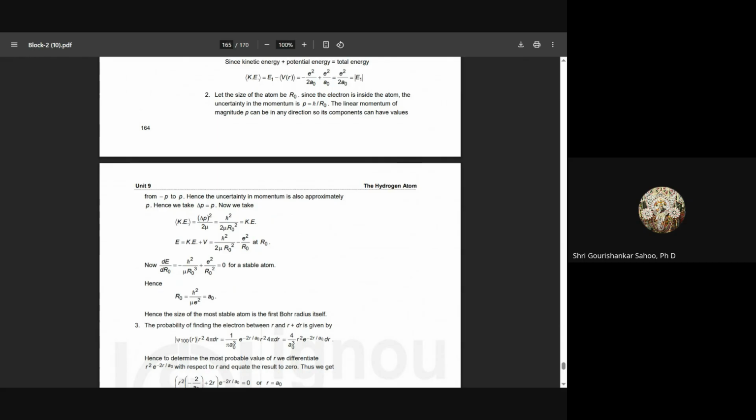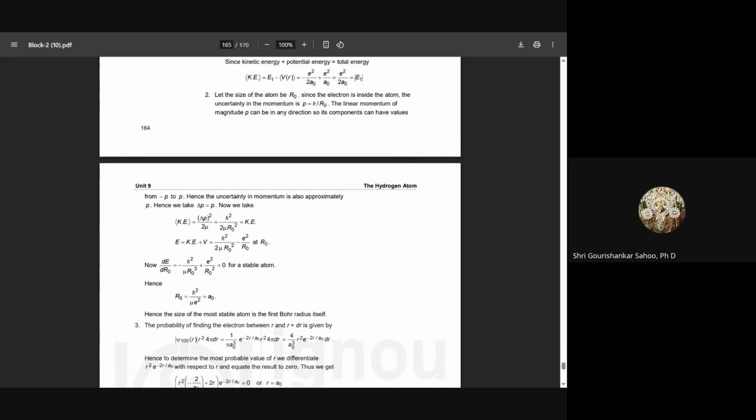So your average value of kinetic energy will be del P square by 2 mu, which is equal to h cross square by 2 mu R0 square. And your energy will be kinetic energy plus potential energy, that is equal to h cross square by 2 mu R0 square minus e square by R0. So your dE by dR0 is equal to minus h cross square by mu R0 cube plus e square by R0 square, which is equal to 0 for a stable atom. So your R0 can be written as h cross square by mu e square, which is equal to a0. So the size of the most stable atom is the first Bohr radius. Okay.